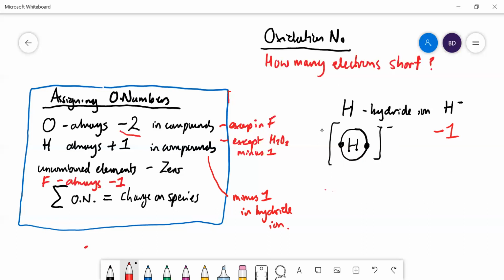Right, so that is that. There aren't any other exceptions that I can think of anyway. That's it for oxidation numbers. That blue box with the little red annotations in there, that's all you need to know.